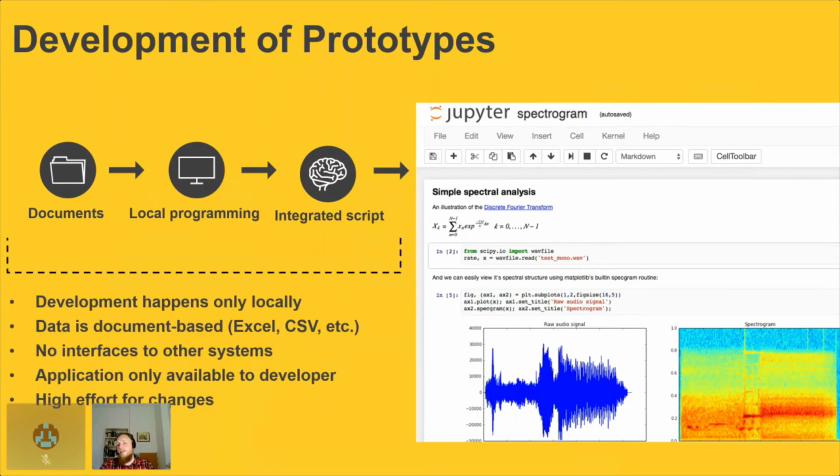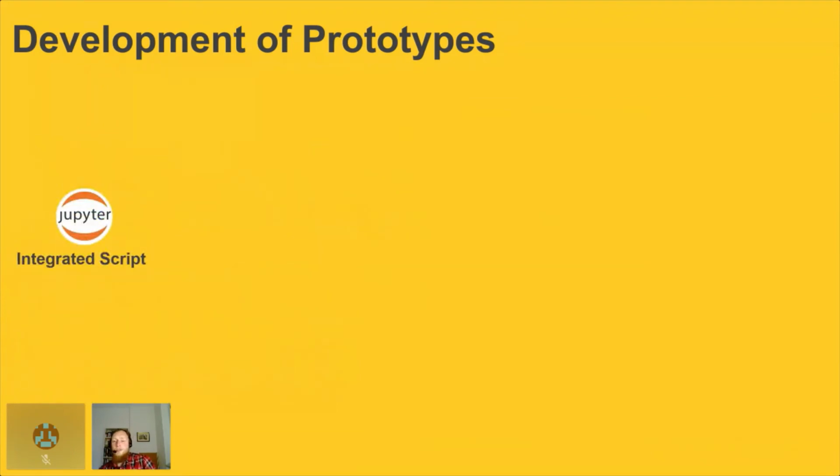And as you can see, the development only happens locally. The data is document-based. You absolutely have no interfaces to other systems, meaning the Jupyter notebook, or rather this window, is all you get. The application is most likely only available to the developer, and if you got any idea of change, you will have a high effort to implement those changes. So the first phase is basically, how do you change it?